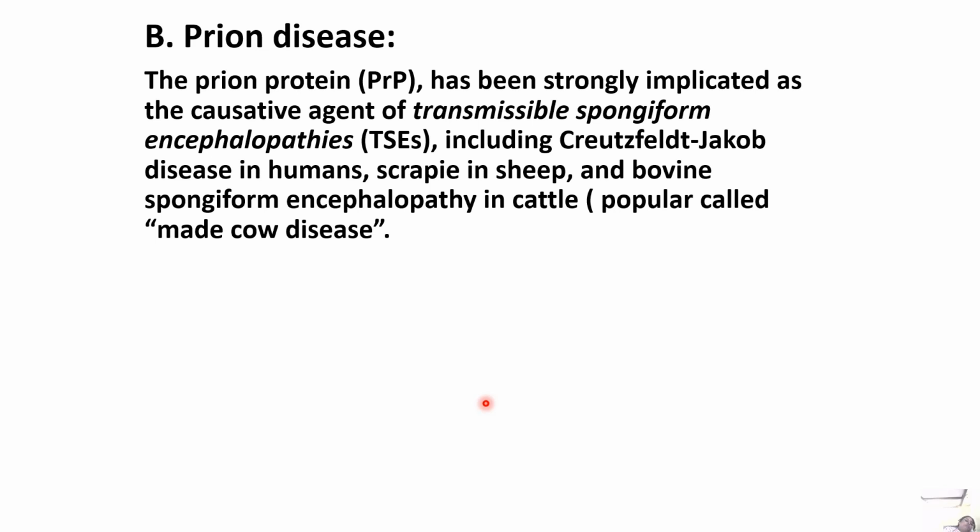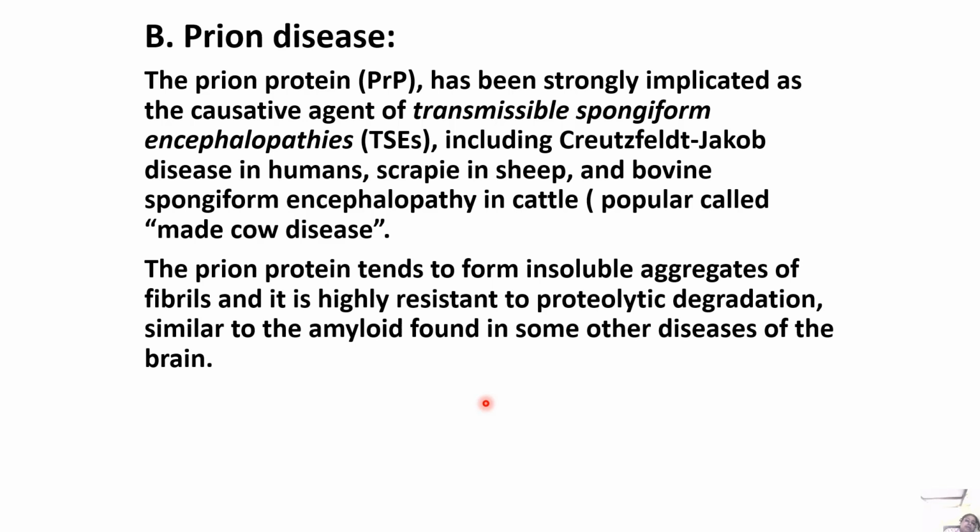Now, if we talk about prion disease, the prion protein PrP has been strongly implicated as a causative agent of transmissible spongiform encephalopathies, including Creutzfeldt-Jakob disease in humans, scrapie in sheep, and bovine spongiform encephalopathy in cattle, popularly known as mad cow disease. The prion protein tends to form insoluble aggregates of fibrils and is highly resistant to proteolytic degradation, similar to the amyloid found in some other diseases of the brain.